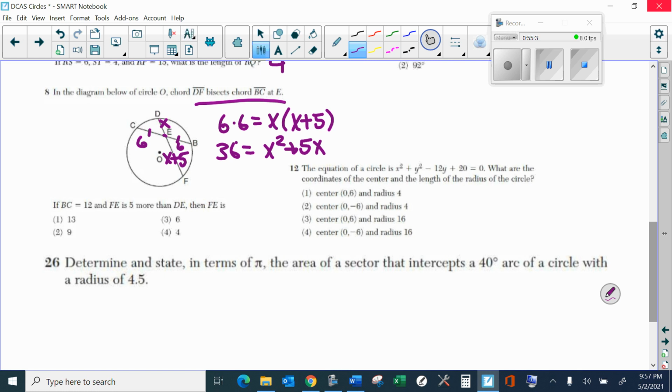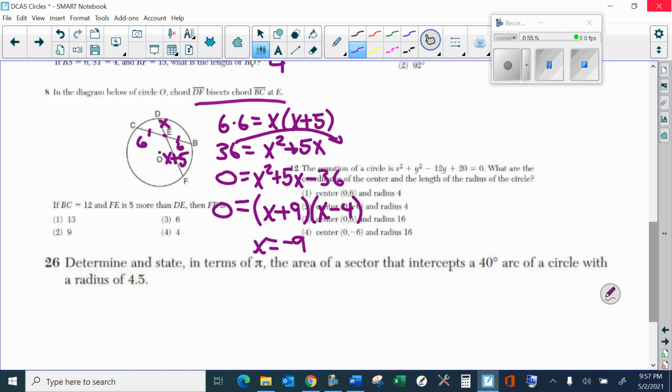This is a quadratic, so the first thing I do with all quadratics is set equal to 0. And now it's x squared plus 5x minus 36. And now I can factor that into x plus 9 and x minus 4. And so x equals negative 9 or x equals 4. Well, obviously we can't have a negative length, so the answer has to be 4.